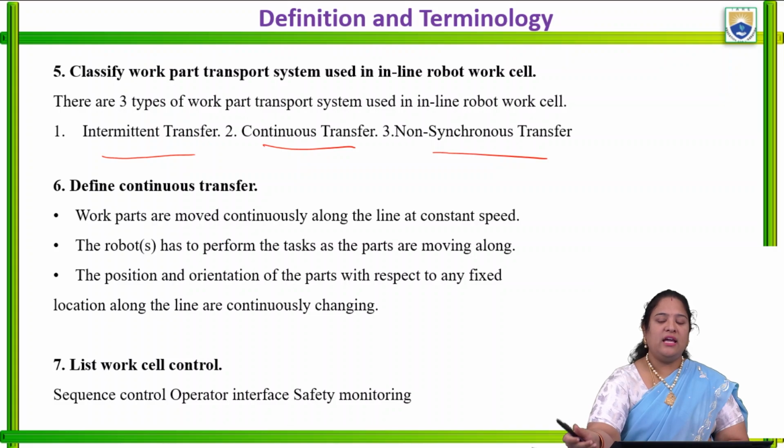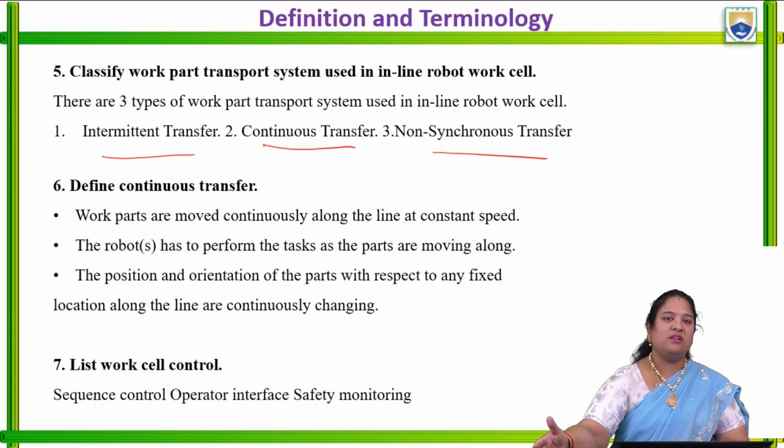That is, there should be continuous work by the robot also, from picking and placing the objects on the conveyor. And this particular conveyor is moving the objects from one place to the other in a continuous direction, where the position and orientation of the parts with respect to any fixed location along the line are continuously changing. That is, there is no fixed location. The position and orientation of the parts are also not fixed. Whereas when the continuous process is taking place, it is known as a continuous transfer.